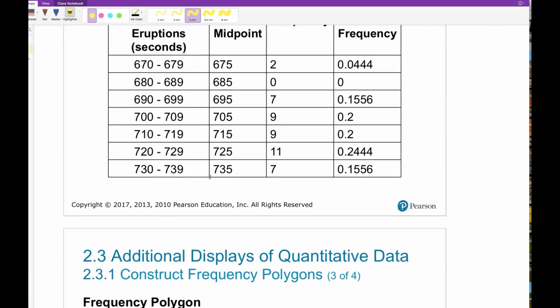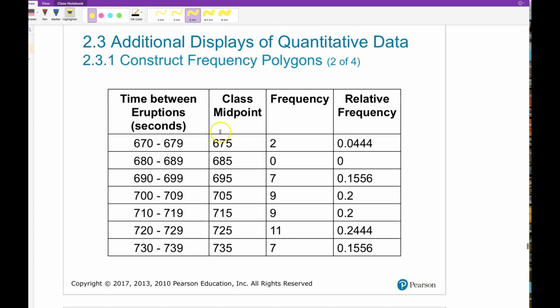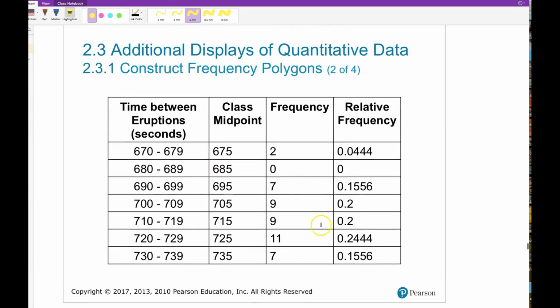if you've ever been to a national park, the national park with the hot water geysers that go off, they put water up in the air. They measure how long in between each of those eruptions and how frequent that happens. And so that's what it's looking at here.